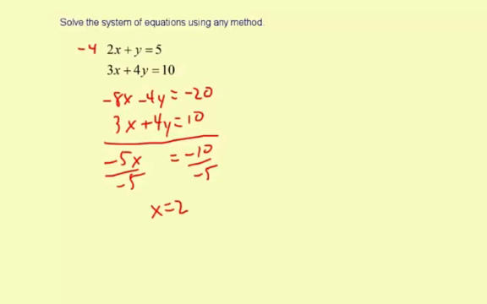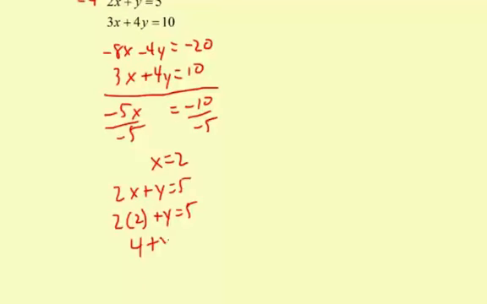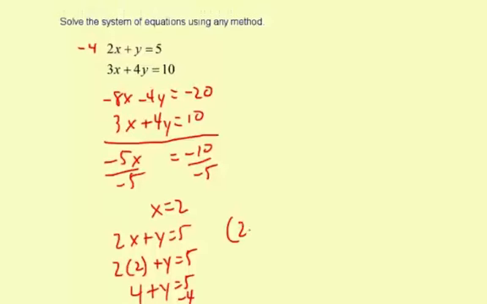I'm going to take this 2 and substitute back into the first equation to solve for y. So it's going to be 2x plus y equals 5. That's equation 1. And then substitute in the 2 for x. 2 times 2 plus y equals 5. So 4 plus y equals 5. Subtract 4. Y equals 1. So 2 comma 1, that should be my coordinate solution.